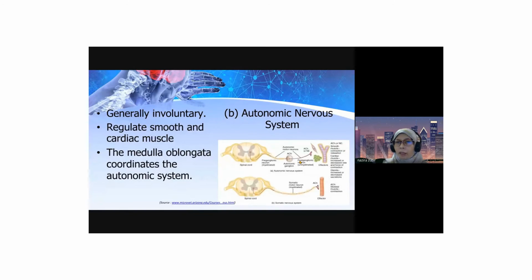Okay, again, for sympathetic, the preganglionic neuron is shorter when you compare it with the postganglionic, and for parasympathetic, the preganglionic neuron is longer when you compare it with the postganglionic neuron. That's one difference. Another difference, you can talk about the different types of neurotransmitters that are released.